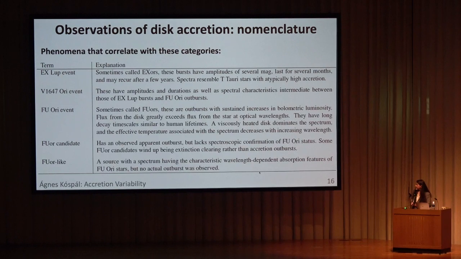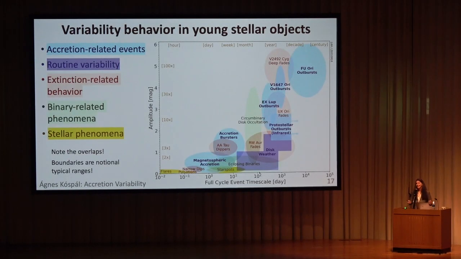And then we also have FUor candidates, where we observed an outburst, a brightness increase, but we lack at the moment the spectroscopic confirmation that this was indeed due to increased accretion. And then there are the FUor-like objects, where the spectrum looks like a FUor, but there is no actual outburst observed. Now that we have clarified all this, let's have a look again at this graph where I'm plotting the typical variability amplitudes against the typical variability timescales.